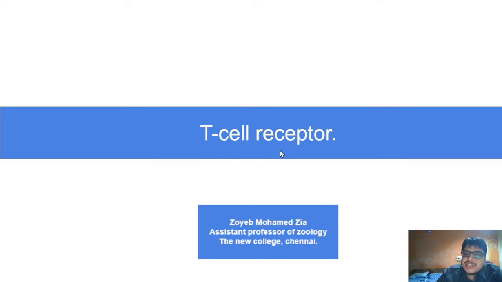And as the name suggests, you can understand these are receptors. So receptors are found on the surface of the cells. So you can understand here these are receptors that are found on the surface of T cells, also abbreviated as TCRs, that is T cell receptors.